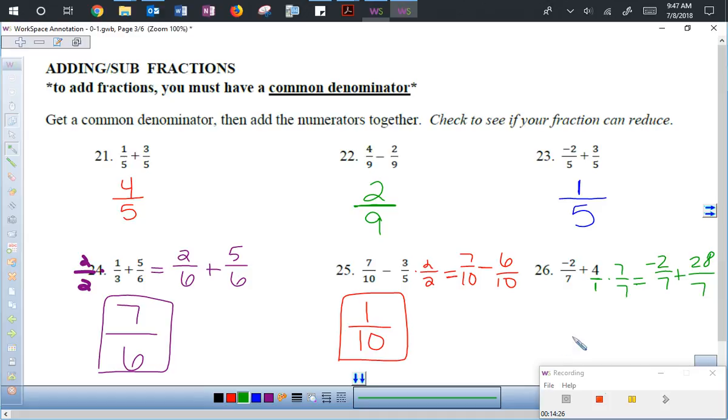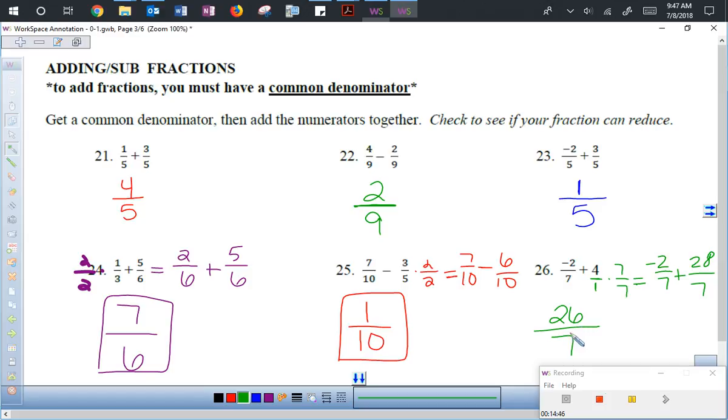Now I can add those two together. They have the common denominator of 7, and negative 2 plus 28. Now, same signs, different signs? They have different signs, so I need to subtract the two terms. So 28 minus 2 is 26, and attach the larger sign. The larger sign here is positive. I have a positive 26 over 7. Now, let's see if this fraction can reduce. I understand it's improper. Remember, we leave it that way.